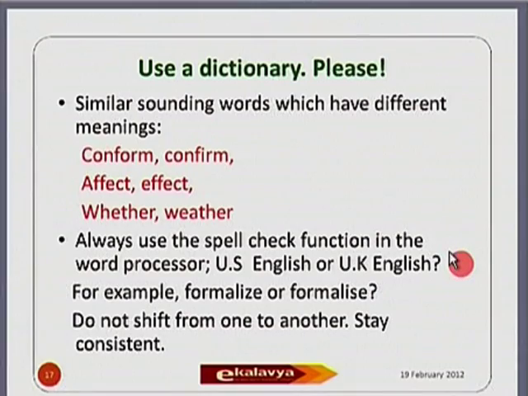Now another problem that we come across is the language, the variety of English that one should use in the paper. Some papers ask for US English, some papers ask for UK English. The word processor that you use gives you different choices. You can use any one, but please, please do not shift from one to another. Stay very, very consistent, because shifting from US English to UK English and back and forth just irritates the referee. You are using -ize in one case and -ise in the other case, a few sentences down the paragraph. It just sticks out, it irritates.